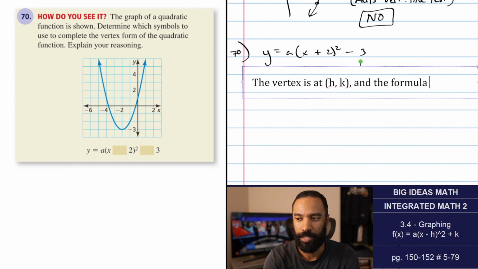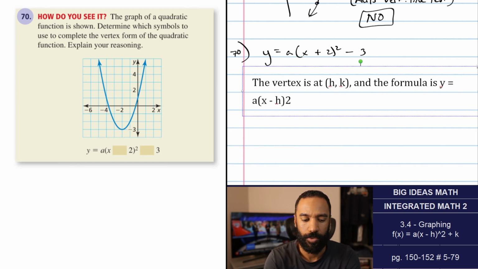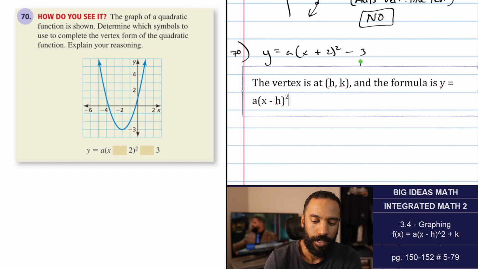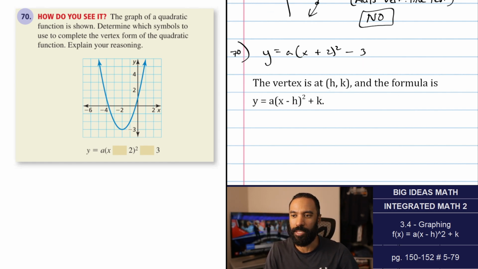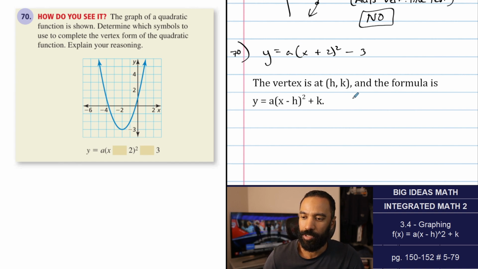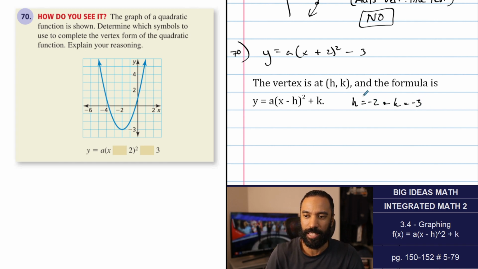And the formula is y equals a times (x minus h) squared plus k. Whoops, plus k. So the minus h part: h is negative 2 and k is negative 3. So subtracting the negative turns the h into that right there.